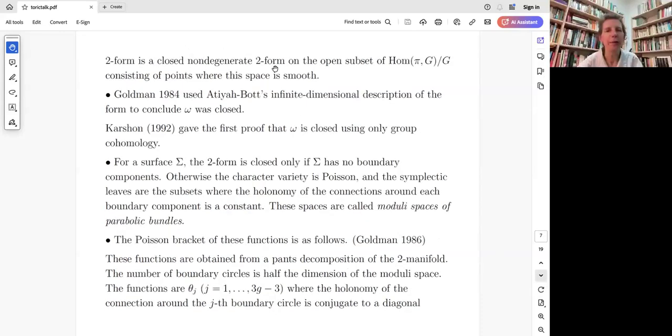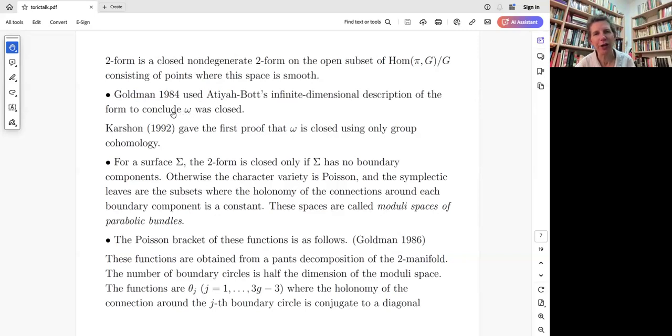So you do need the closed, non-degenerate condition for the two-form to be symplectic. For that purpose, you need this condition of finite stabilizers. So Goldman had to use Atiyah and Bott's infinite dimensional description of this form in terms of connections, the one on the previous page, to conclude that this form was actually closed.